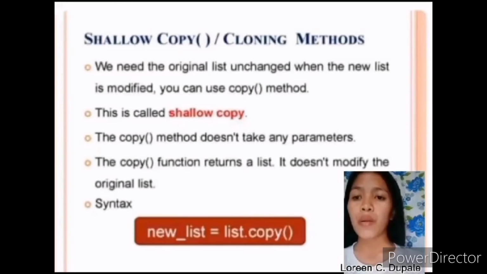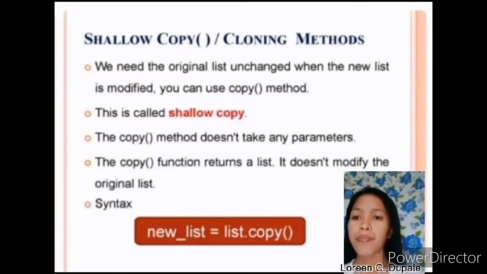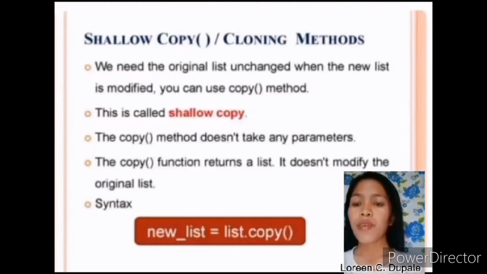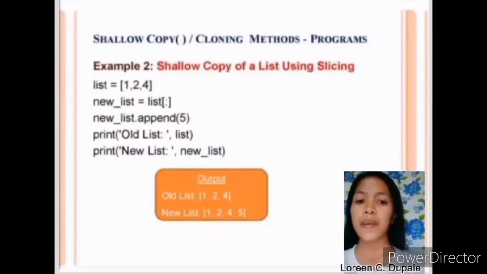Shallow copy, a cloning method. This is called shallow copy. The copy method doesn't take any parameters. The copy function returns a list. It doesn't modify the original list. And the syntax is new_list equals list.copy().